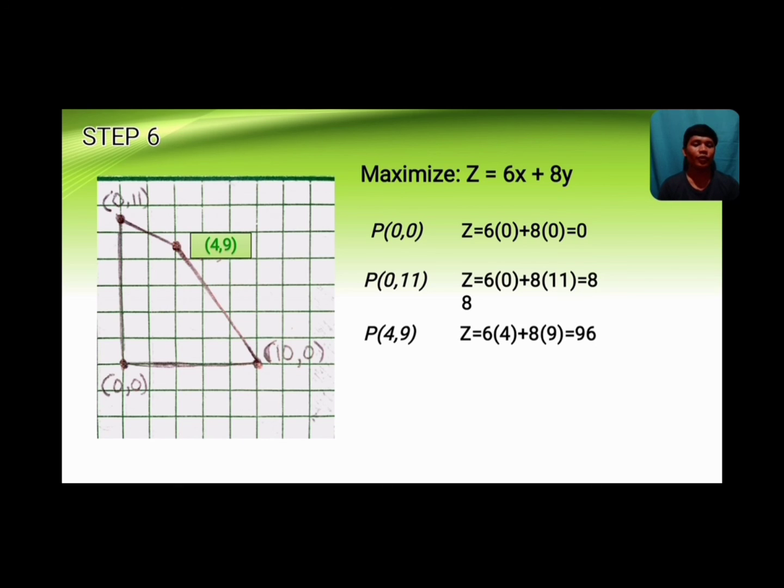Next is the point (4, 9): z = 6 times 4 + 8 times 9, and we have 96. Last is the point (10, 0): z = 6 times 10 + 8 times 0 = 60. As you observe, the biggest number among these points is reached at the point (4, 9), where we gained the value of 96.